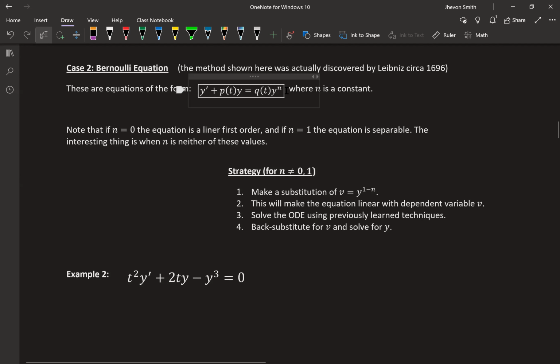But basically, if you're in a Bernoulli equation setting, this is now a new type of differential equation that you should know, which is why I put it in a box. You can actually do this strategy. Make the substitution v equals y to the 1 minus n. This is going to turn it into a linear first order. You're going to solve it using previously learned techniques. And once again, you're going to back substitute.